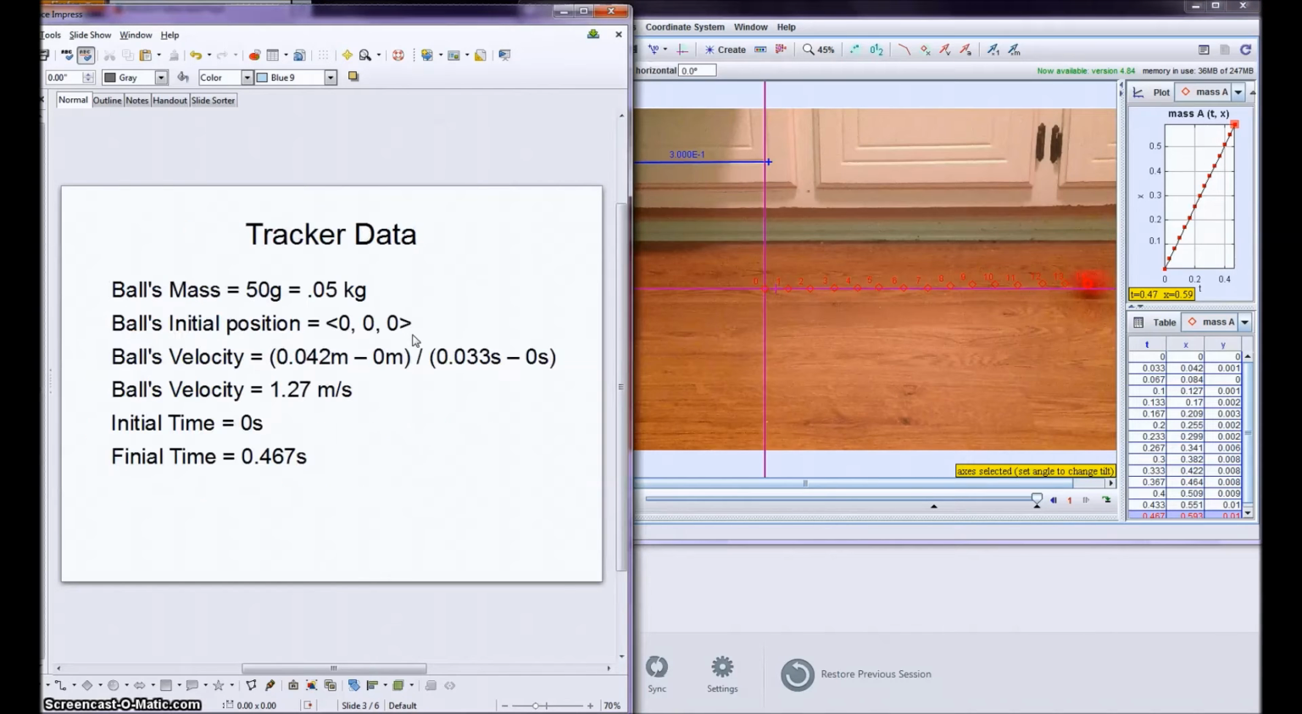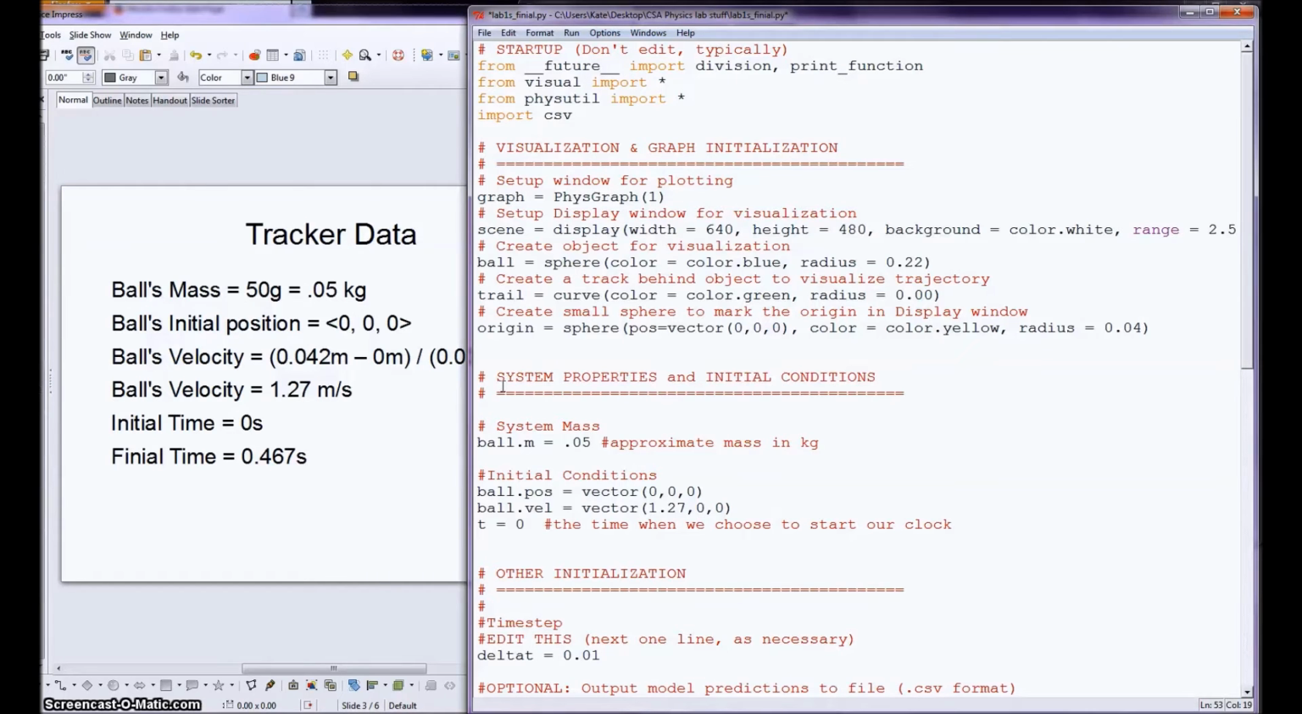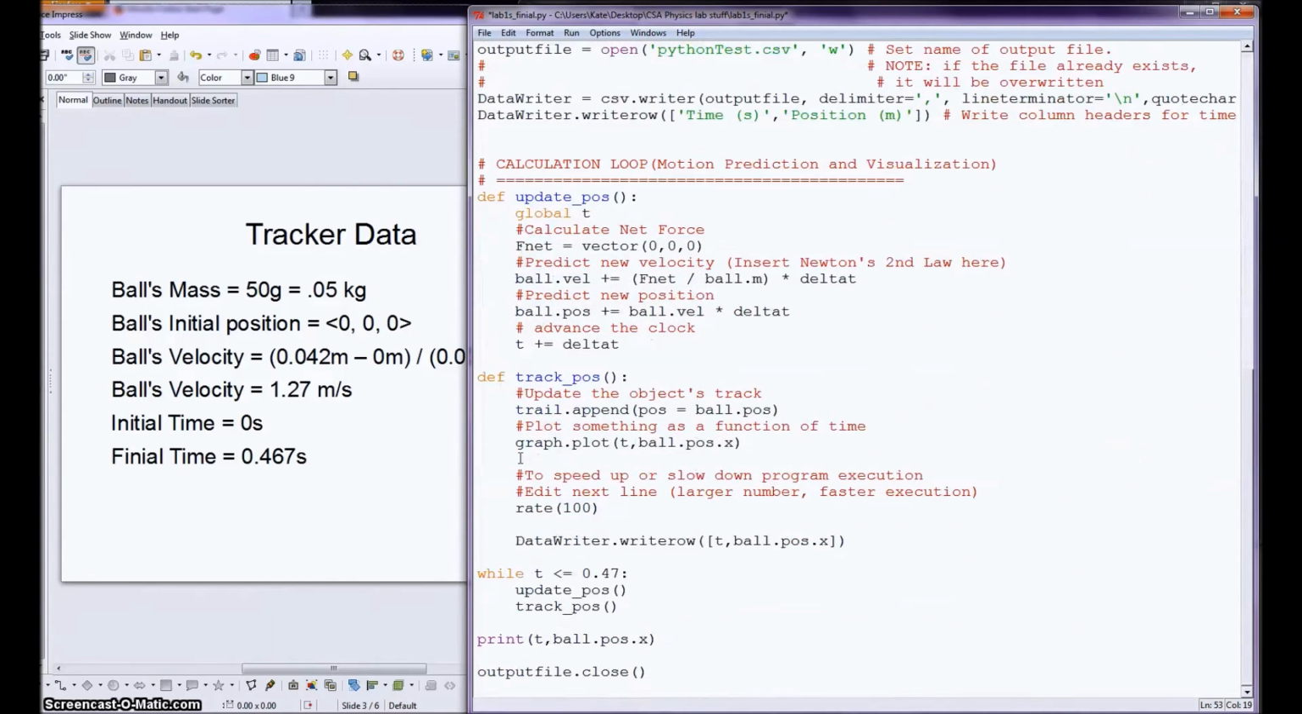From the data set, we can find the ball's initial position, initial time, and final time, and we can calculate the ball's velocity, which is 1.27 meters per second. I used these values in my computer model. I imported the values, the mass, the initial position, the velocity, and the initial time, and I set the simulation to run for slightly more time than the video did.